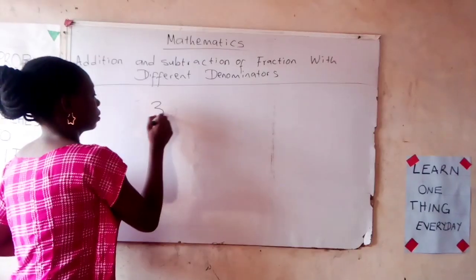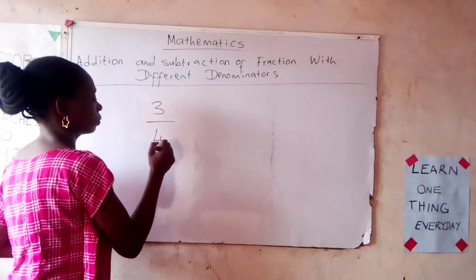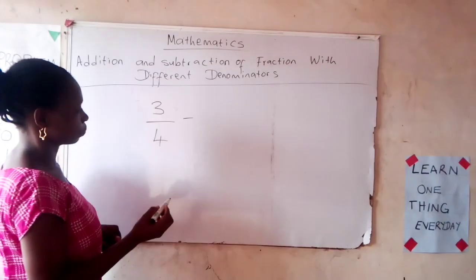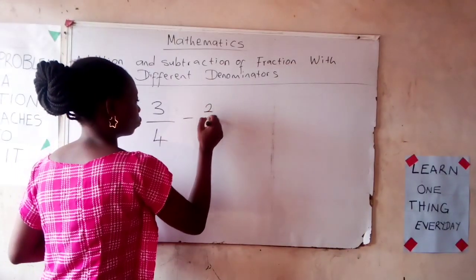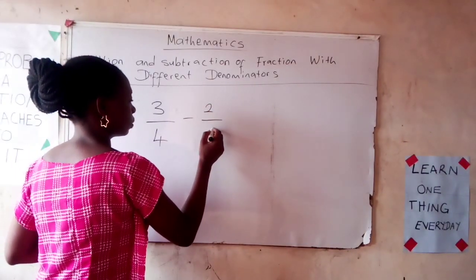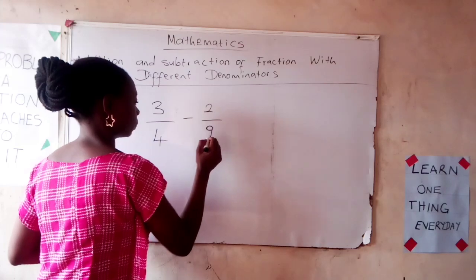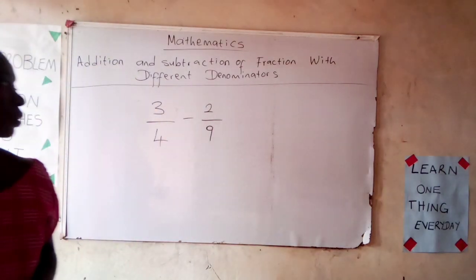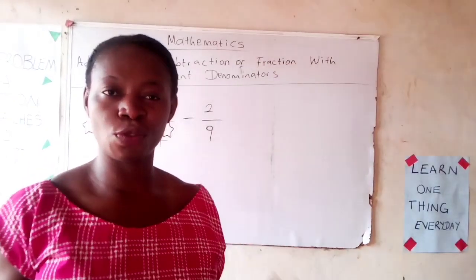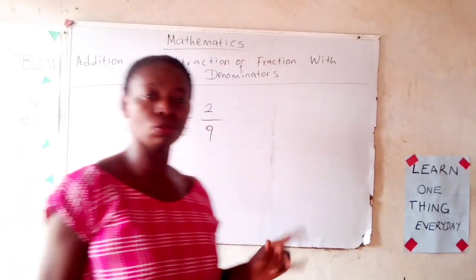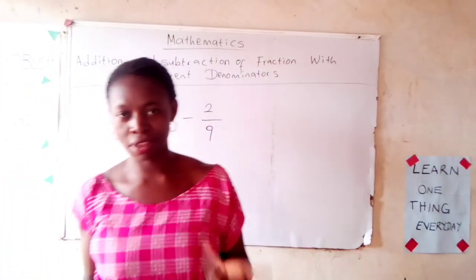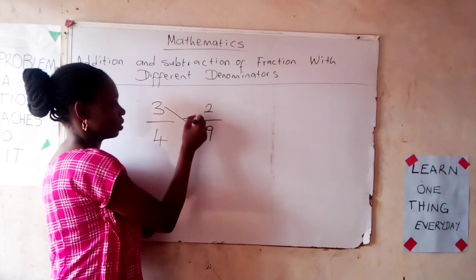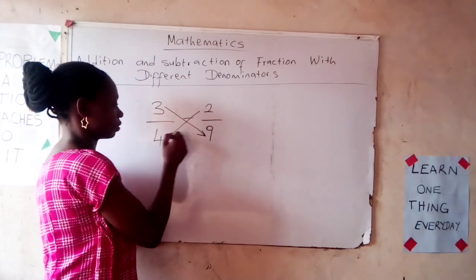Let us use it. 3 over 4 minus 2 over 9. 3 over 4 minus 2 over 9. Remember, you can use the previous method or the butterfly method, but let us use the butterfly method for this one. I'll go like this. This goes into this, and this goes into this.